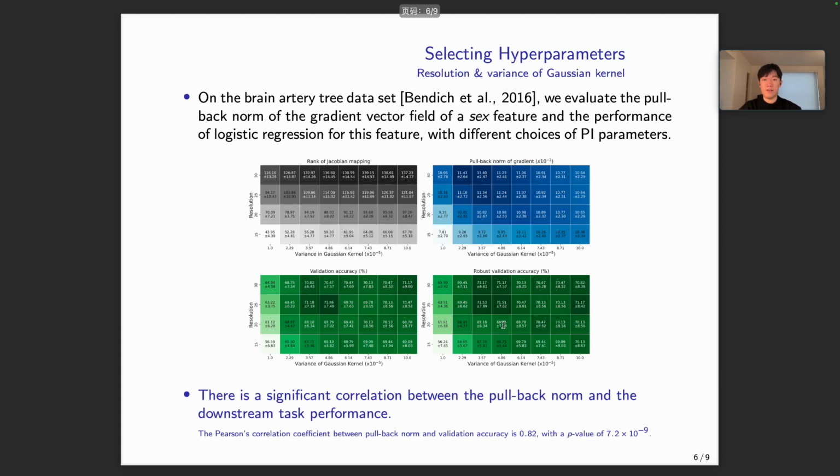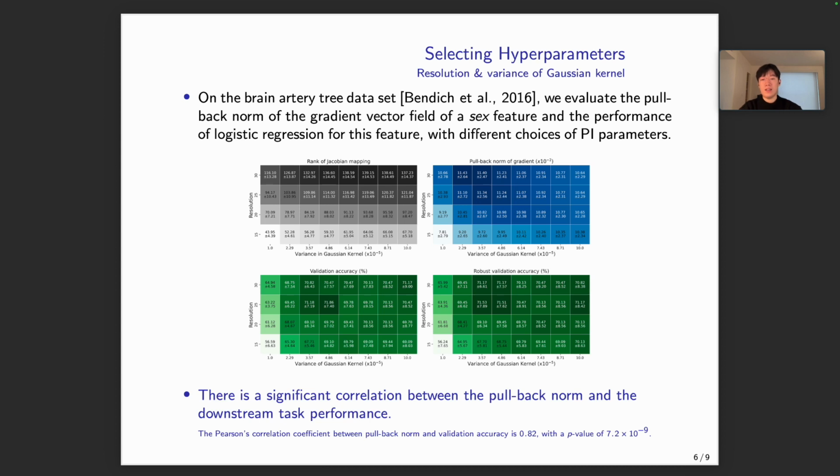Next, we shift our focus from perturbations to data features, and we show how our method can be used to select parameters for persistence images. We consider a real-world dataset that consists of point clouds sampled from ringed otter trees. Each point cloud in this dataset has a classification sex label. So with different choices of PI parameters, we evaluate the pullback norm of the gradient vector field of this sex feature. And meanwhile, we evaluate the performance of a logistic regression model to predict this feature.